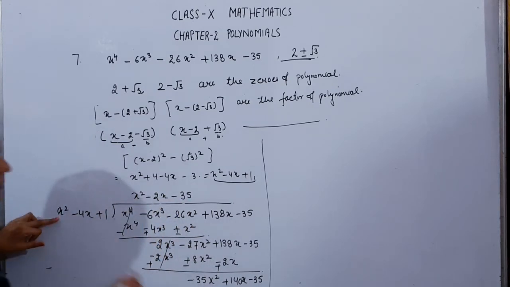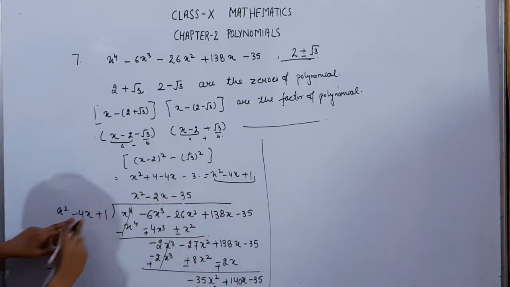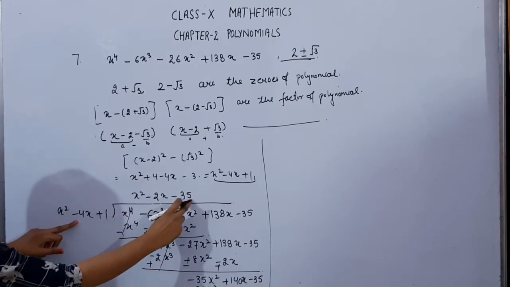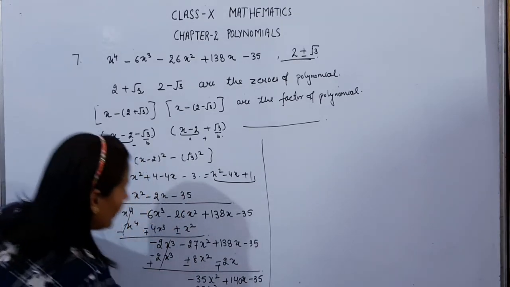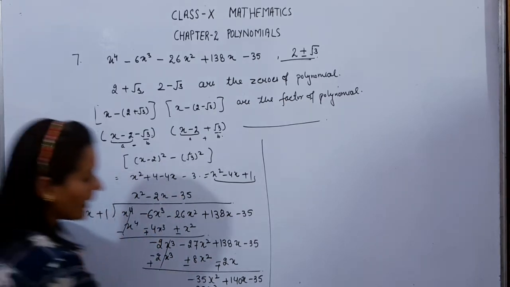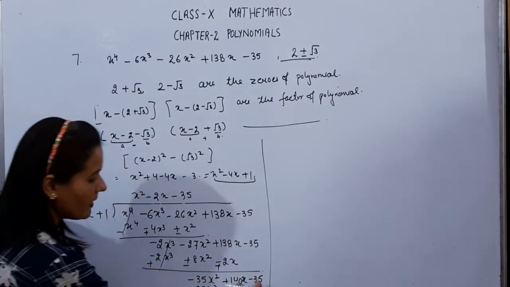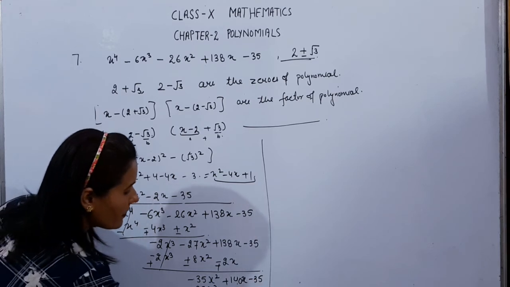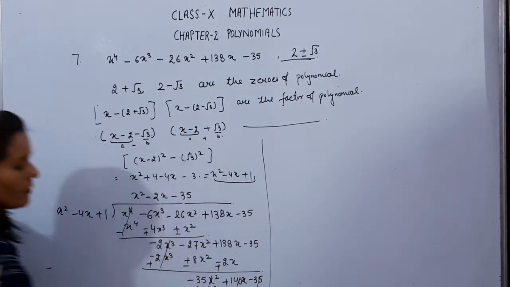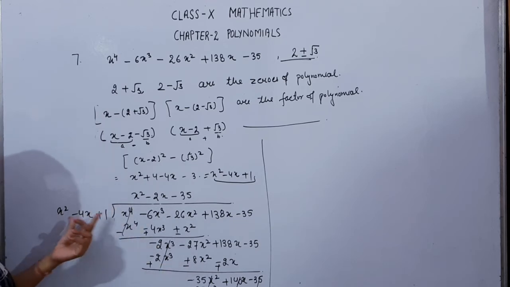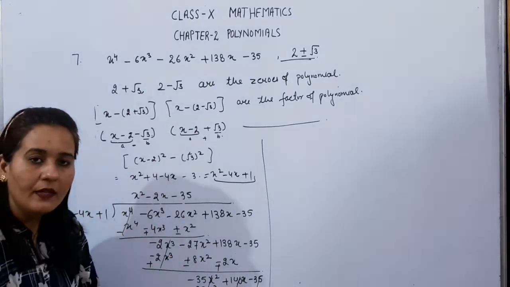This will be minus 35 x square, this and this, 140x. 140x exactly. This multiplied by this is minus 35. So you can see all the terms are same, and when we change their sign, all the terms will get cancelled. So finally this polynomial was a factor of this polynomial, so we are getting remainder 0.